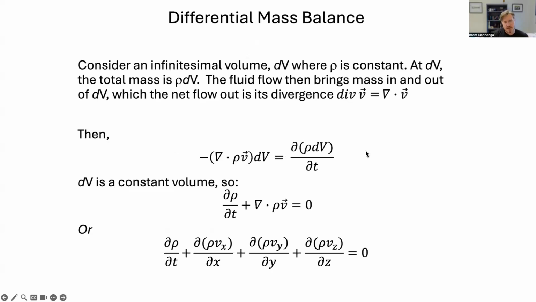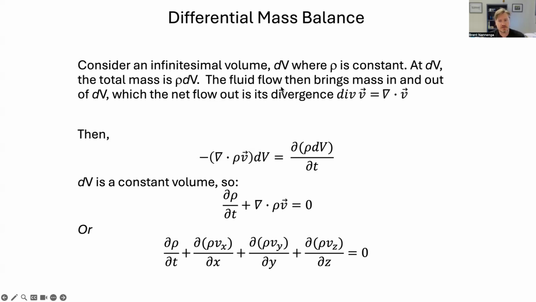So we're going to now apply these concepts, first to the mass balance, and then we'll move on to the momentum balance. So first, if we're going to talk about mass, consider an infinitesimally small volume, which is dV. So it's going to be dx, dy, dz, where density is constant in this volume. So at dV, the total mass here is going to be density times this differentially small volume. Right, so density times volume equals mass. That's where this comes from.